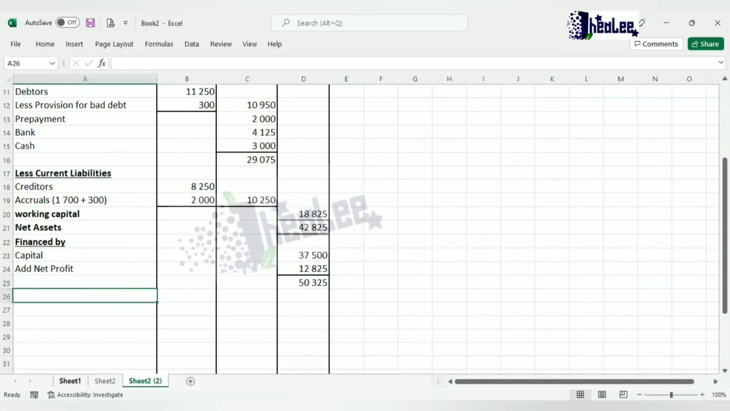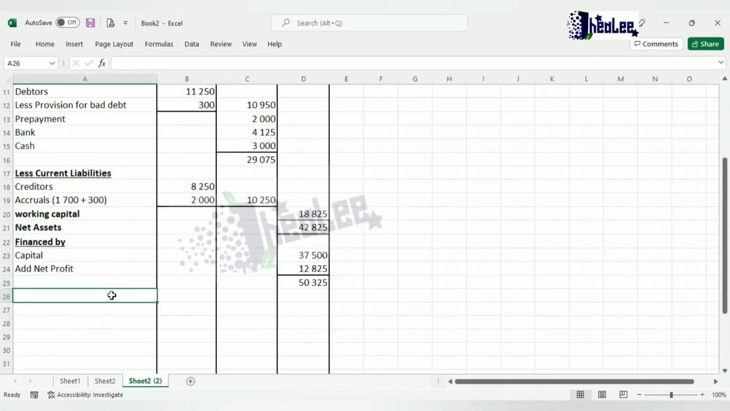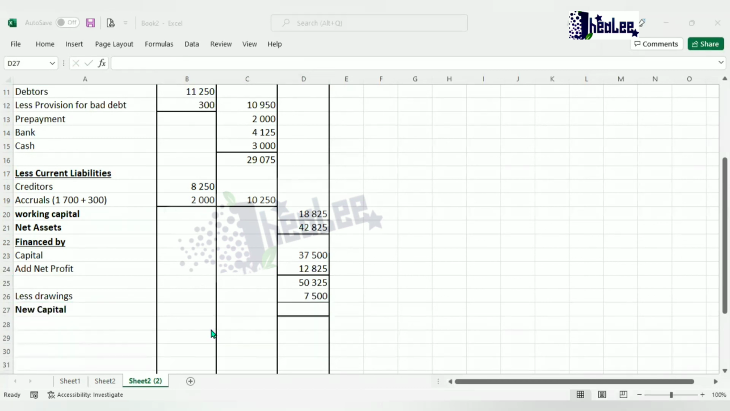And we need to move into the other part of it. We need to check if there is any drawings in the question, because drawings will decrease your capital. And yes, there was drawings of 7,500. So we're going to enter that in the balance sheet, and that is less drawings. The value for drawings again is 7,500. Now we are able to generate our new capital.